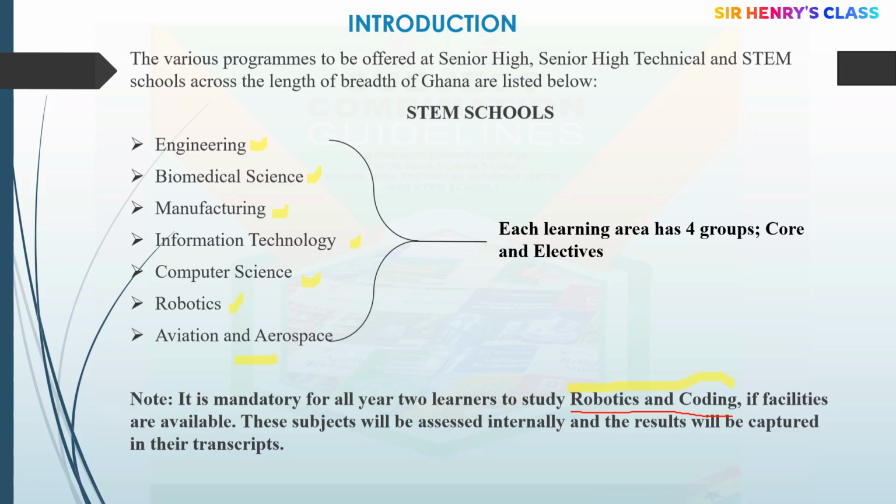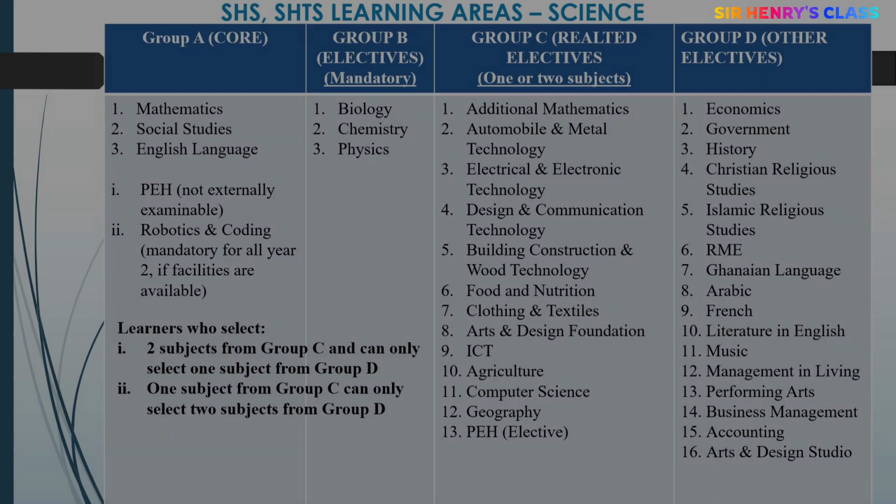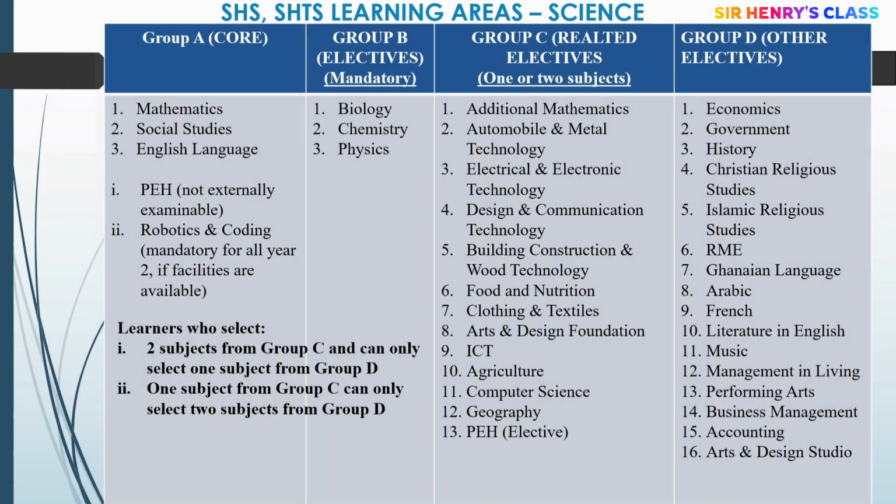Now, I want to do general science. I want to go to Opoku Ware. I want to go to Achimota School. General science, what are the subjects that are available? Just like I said, there are 4 groups. We have Group A, which is the core subjects, which will be done by every program. We have Group B, which are the electives. We have Group C, which are the related electives, and Group D, which are the other electives.